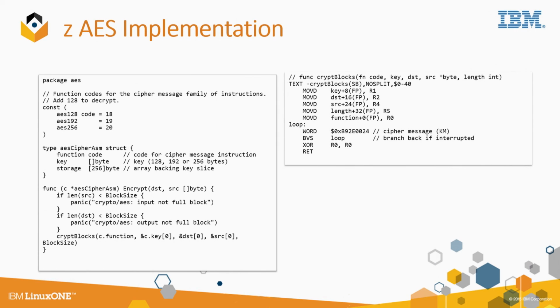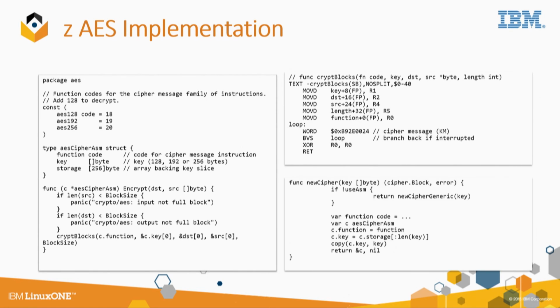So now we have a block cipher we can use. As you can see, there are some function codes that we have to pass into our instruction to tell it which block cipher to actually use. And then, the final piece of the puzzle, we need a way of returning this optimized implementation when we are able to, so when the system supports the relevant functions.